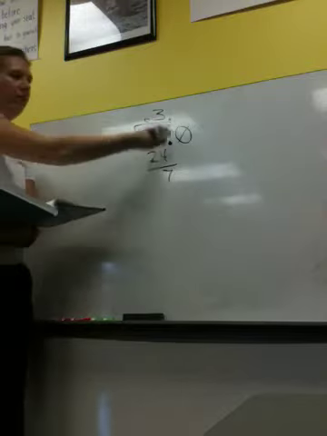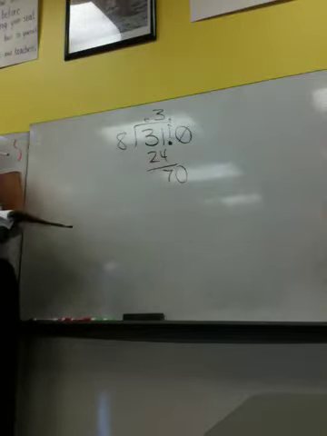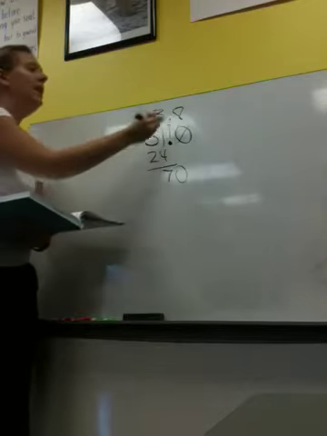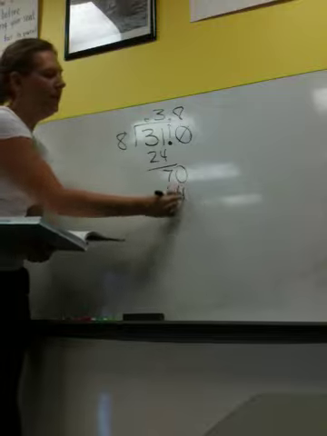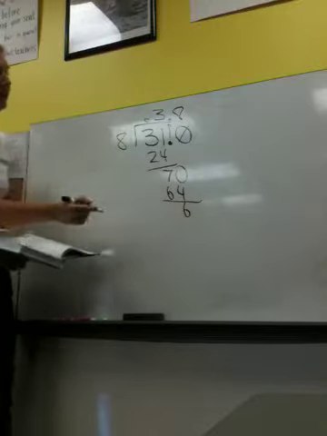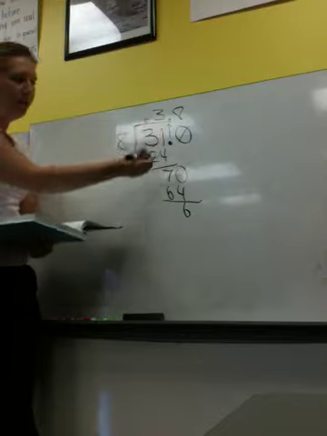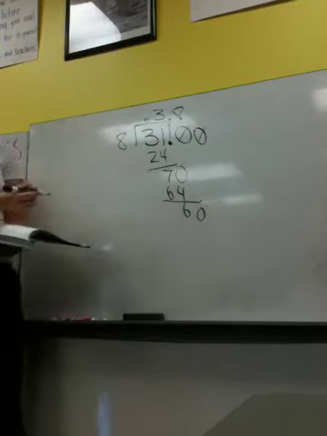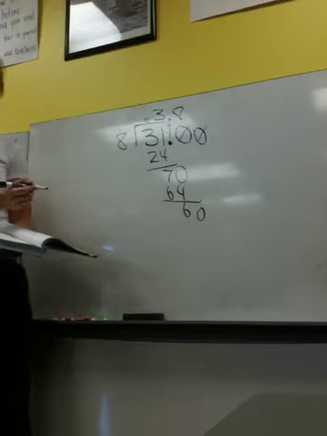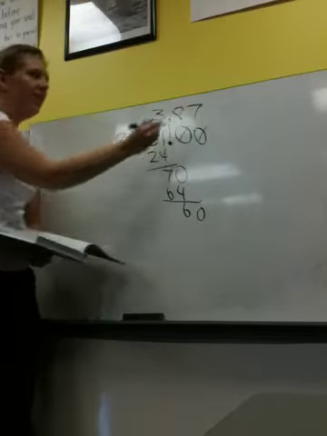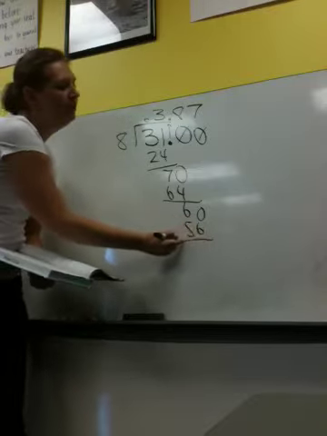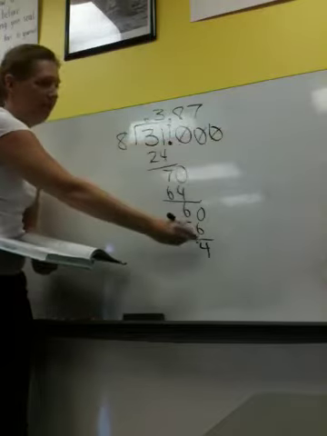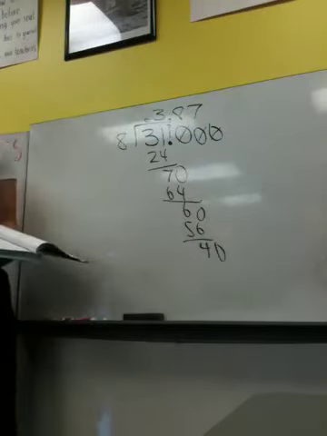Destiny, keep me going. So now we've got that 0. I can drop her down. How many 8s in 70? 8. 8 times 8? 64. How many left? 6. Good. So what do we do? We got another 0. Drop her down. How many 8s in 60? 7. 8 times 7? How many left? Now what? Add another 0. Drop her down. How many 8s in 40?